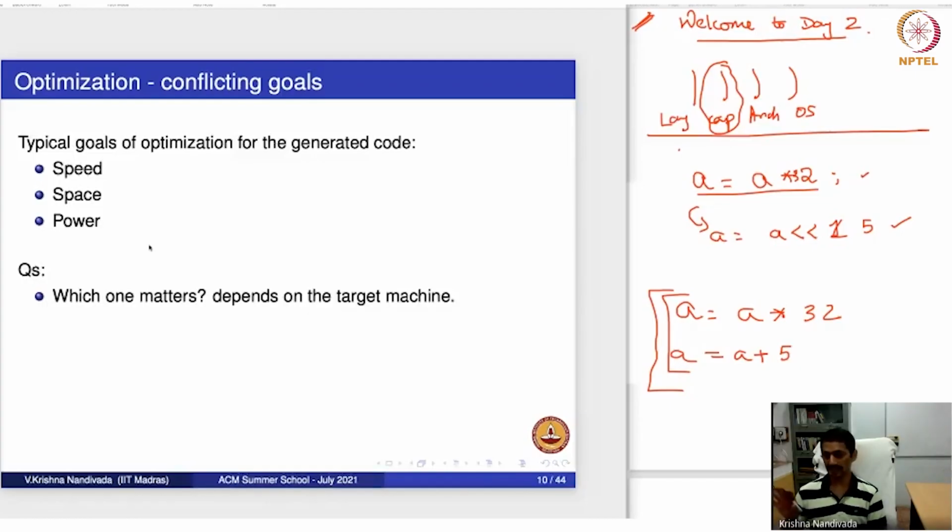It depends on the target machine. It depends on the target application. It depends on what I am running, I mean, what I as the user want. Okay.